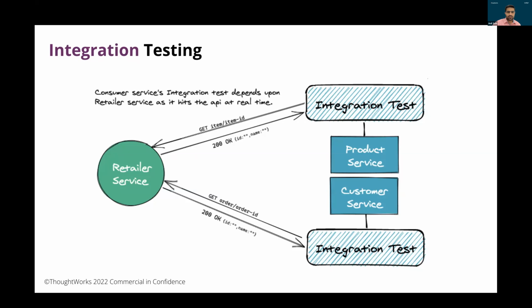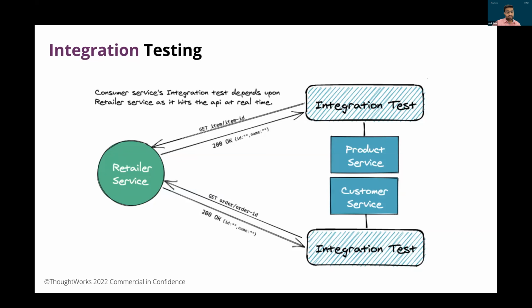Okay, the integration test will basically communicate to the retailer through the real-time API get item/item ID. And basically we will be asserting the response and the JSON, that is ID, name. Once that is verified, we will make sure that the integration test is passed, and the communication between the retailer and the product service happens smoothly, right? The same goes for the customer service.